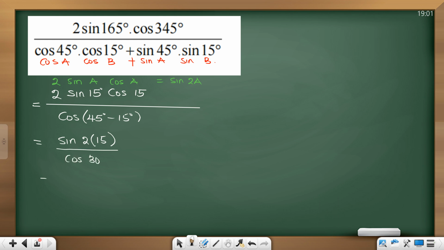Cos 30. Oh, what do we have? Sine 30 over cos 30. Which is what? Tan 30. What's tan 30? Use your calculator. What? Root 3 over 3. And I'm done. Look at the beauty of math. Bringing in my double angles. Please let me know what you think. Guys, are we okay with this? Did it make sense?